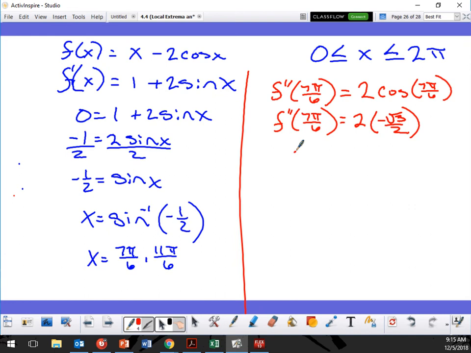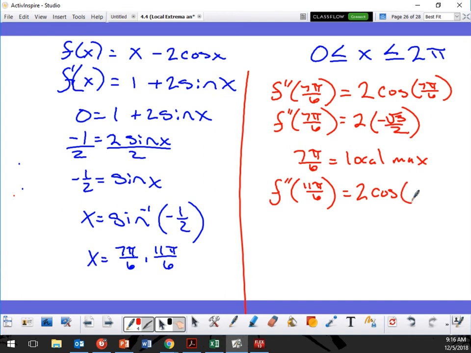All right, so 7 pi over 6 is my local max. Okay, let's do the other one. So f double prime of 11 pi over 6 is equal to 2 cosine of positive rad 3 over 2.